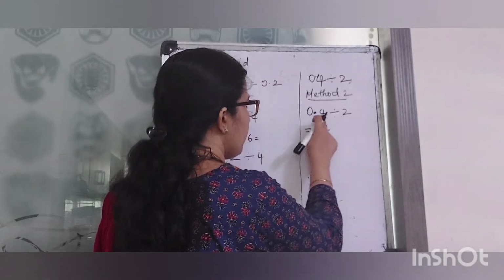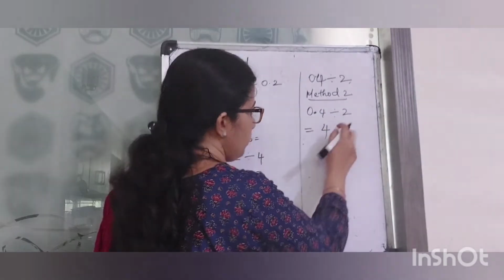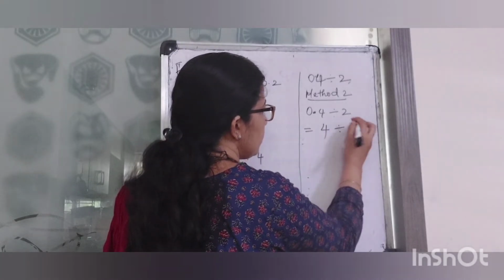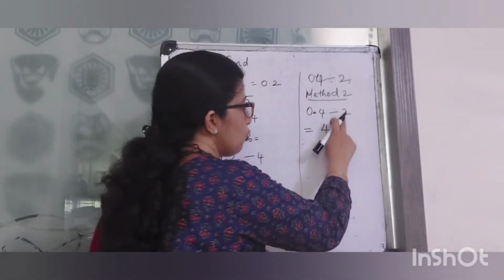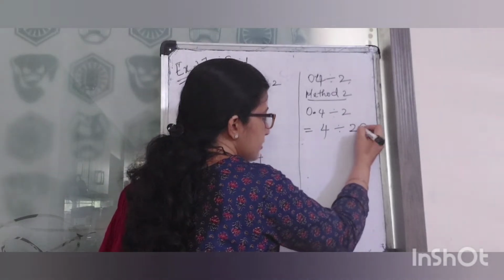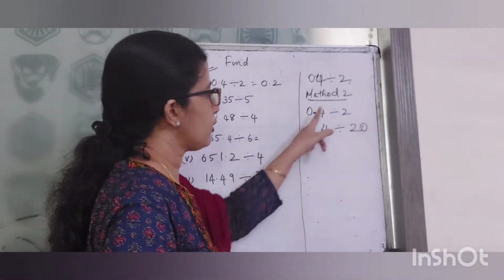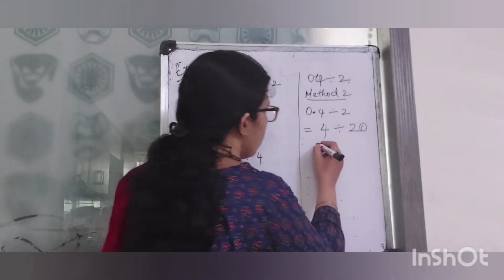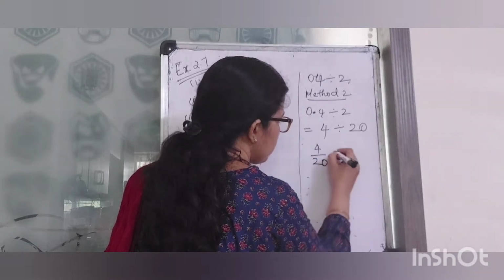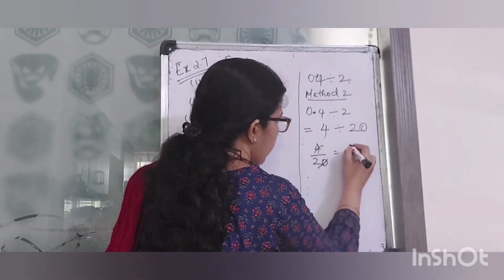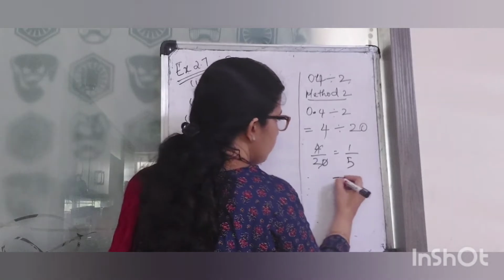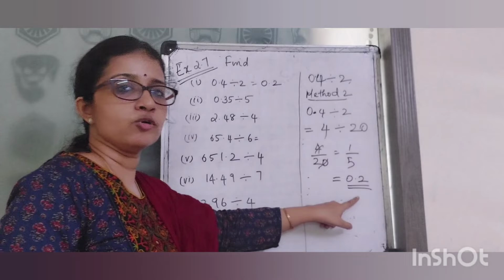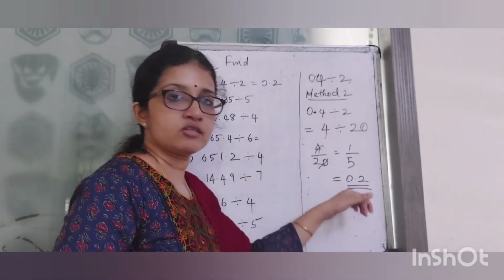So 0.4 into 10 you will get 4, and 2 into 10 you will get 20. So 4 by 20. 4 by 20 you will get as 1 by 5. 1 by 5 is again equal to 0.2. So you get the answer 0.2 by both the methods.